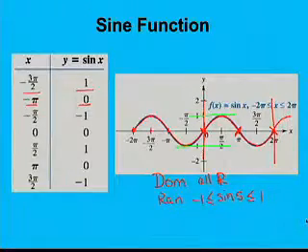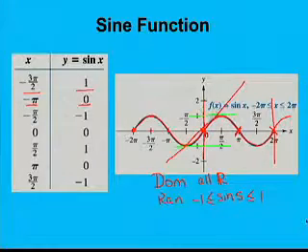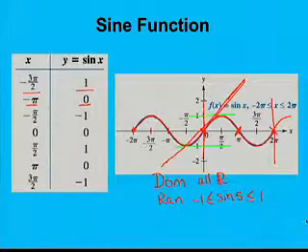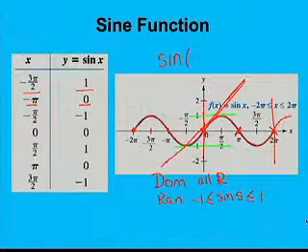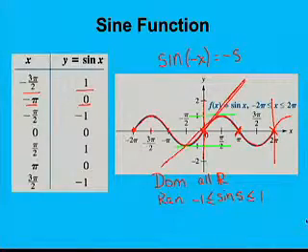And what that means is that it's symmetric about the origin, so that the symmetry is about the origin here. And if we were to take and evaluate sine of negative x, that would be equal to negative sine of positive x. All right.